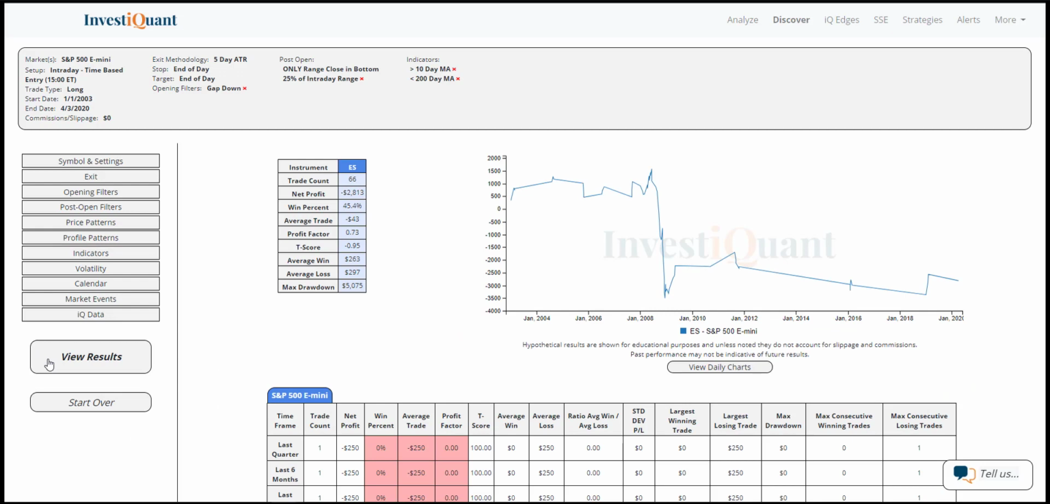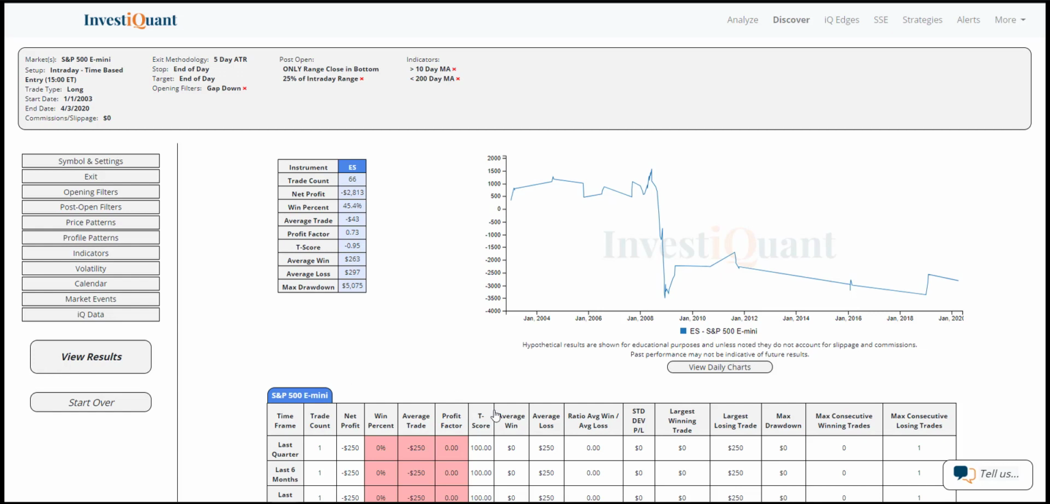And these are the results for going long at 3 p.m. Eastern time when the ES gapped down at the open and then pushed lower to trade in the bottom quarter of its range at 3 p.m. Eastern time when above a 10-day moving average and below a 200-day moving average. So we've got 66 samples here based on this intraday price action pattern, and of those we've got about a 45% win rate. And noticeably weak there during the 2008 period.